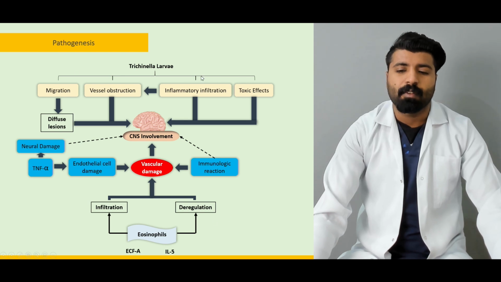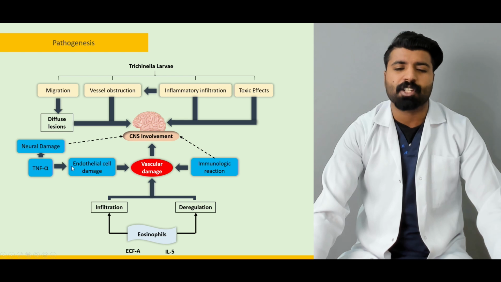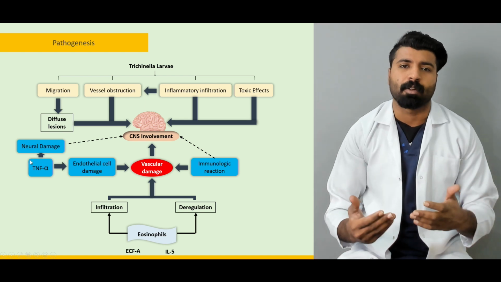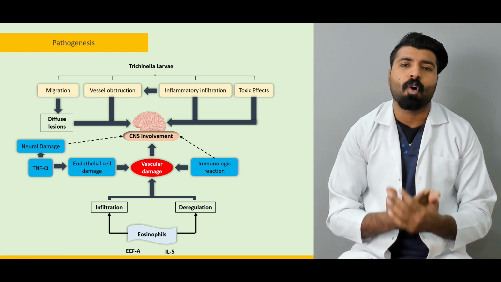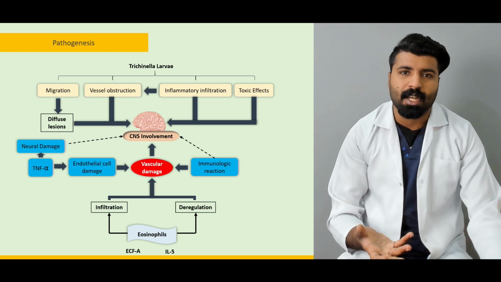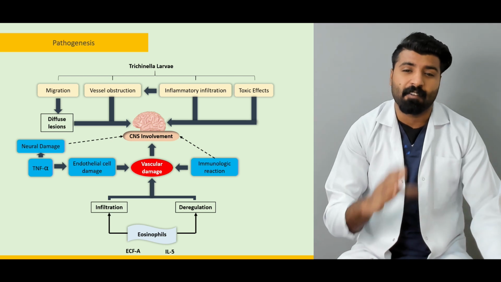So up till now we have learned that these larvae are going to cause some toxic effects. So what are those toxic effects? These immunological reactions, these endothelial damages, this tumor necrosing factor alpha. This is actually a body reaction. Even our body is not helping us in this matter. They are producing those substances, those chemicals which are also affecting our brain.